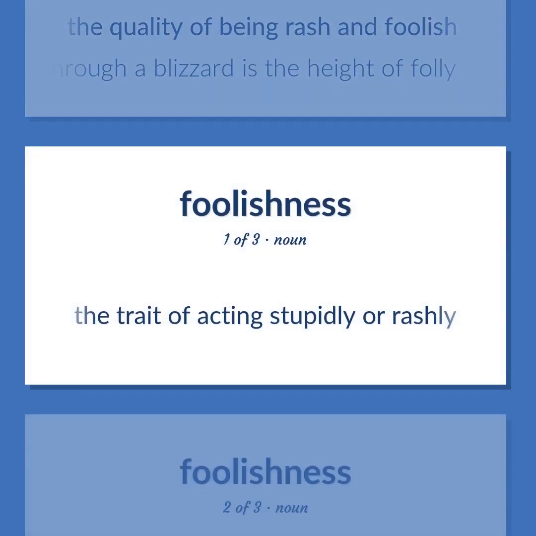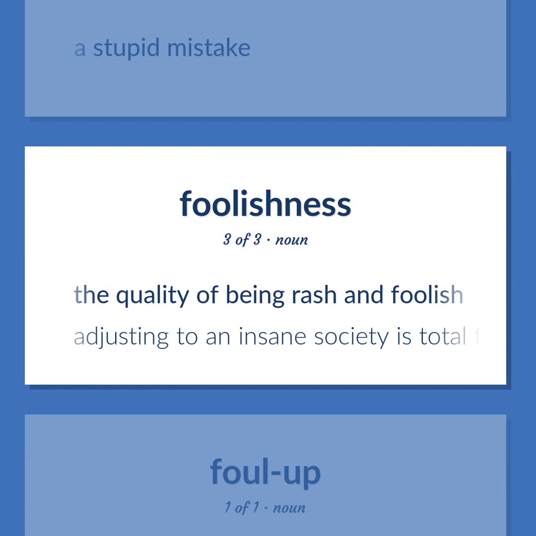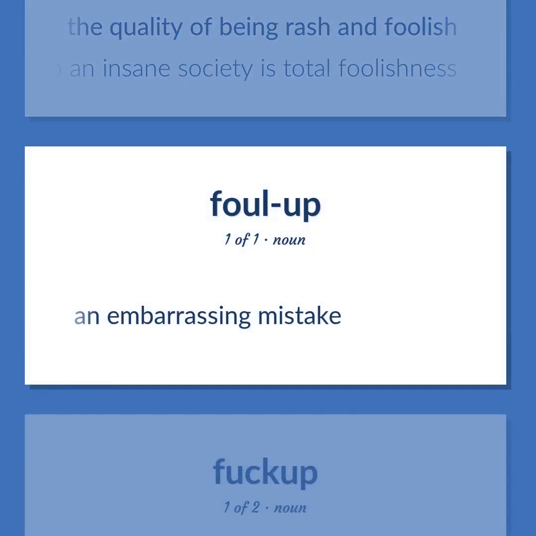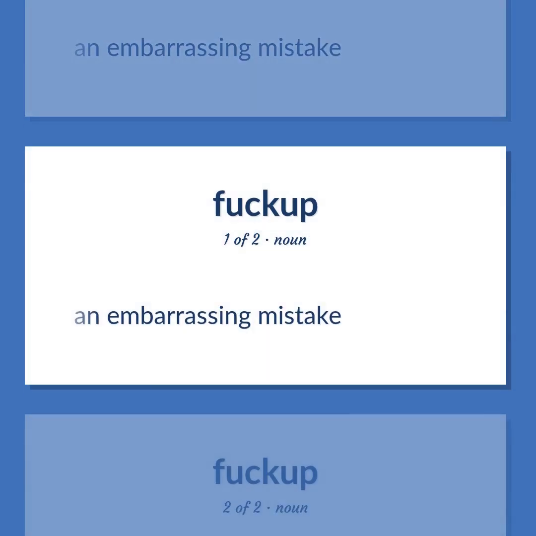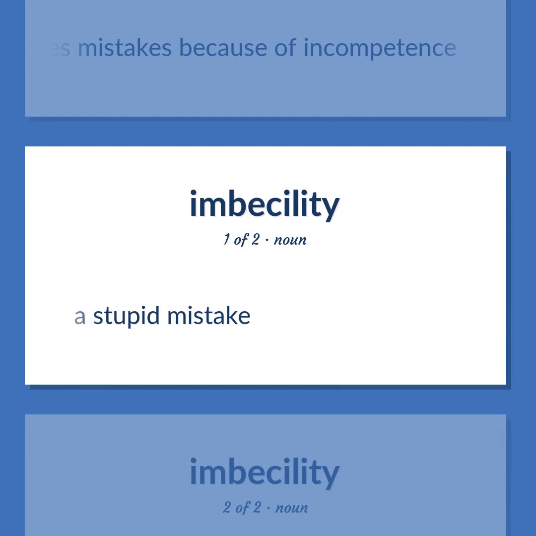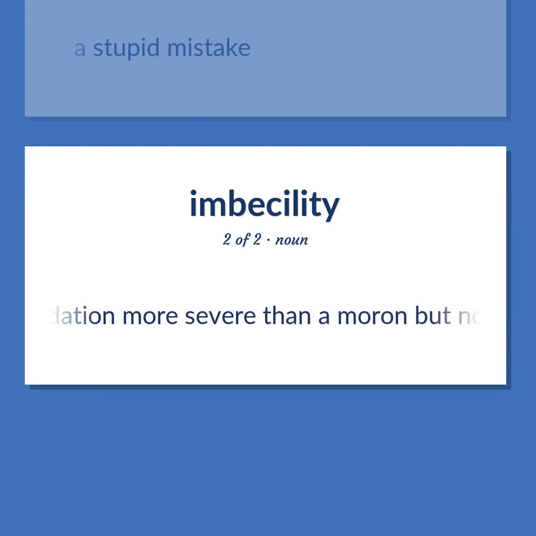The trait of acting stupidly or rashly. A stupid mistake. The quality of being rash and foolish. Adjusting to an insane society is total foolishness. An embarrassing mistake. An embarrassing mistake. Someone who makes mistakes because of incompetence. A stupid mistake. Retardation more severe than a moron but not as severe as an idiot.